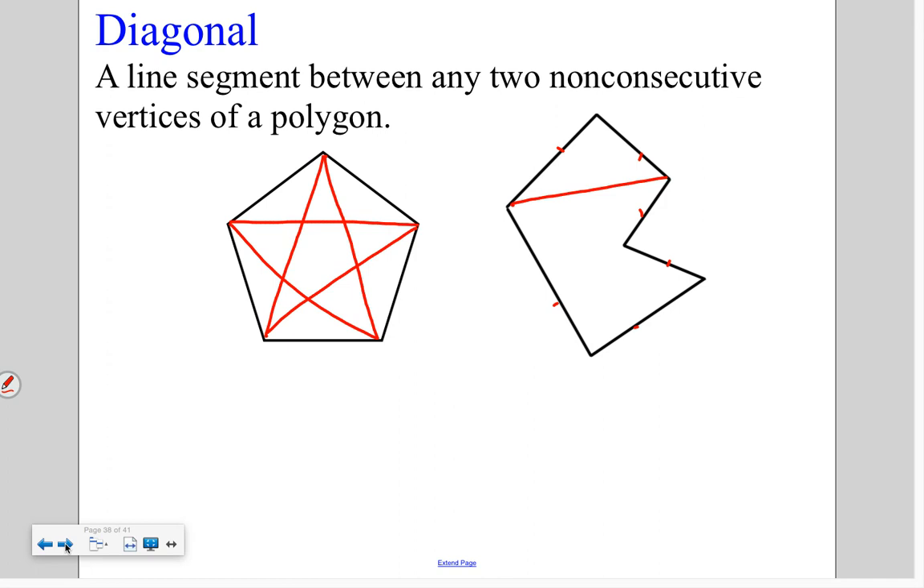So I got 1, 2, 3, 4, 5, 6, 7, 8, 9. I think there's only 9. When they look like this, they're a little bit harder to do. Okay, find those diagonals, but those diagonals still exist. They just you gotta, when you draw them, you can't draw them to the consecutive vertices, but to all the other vertices.